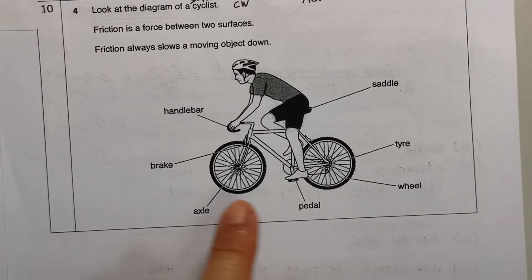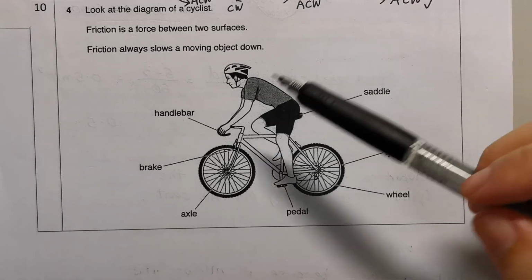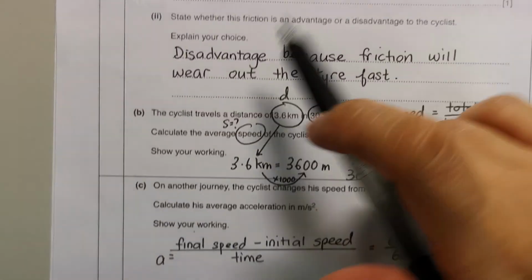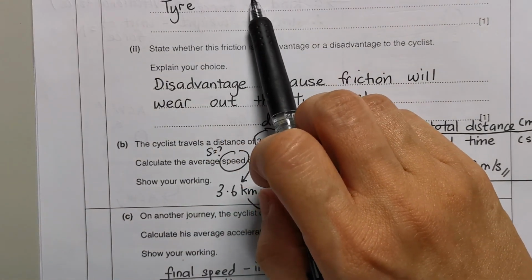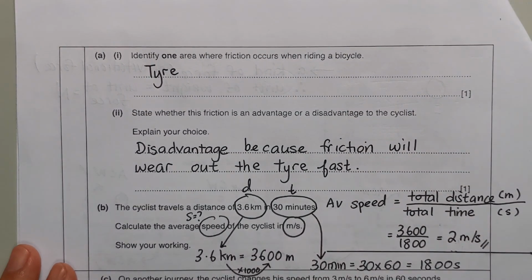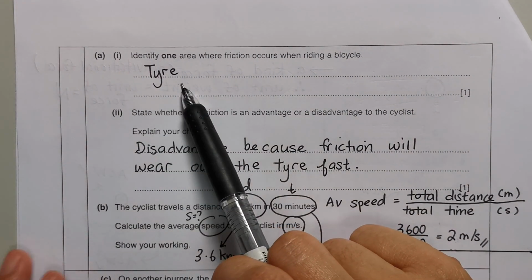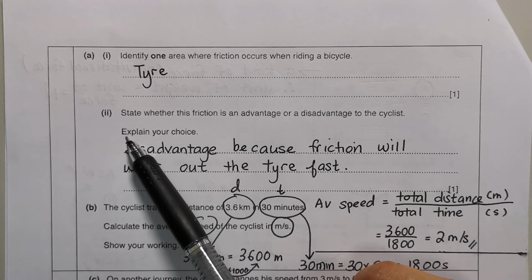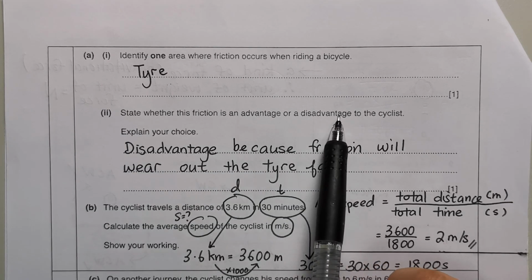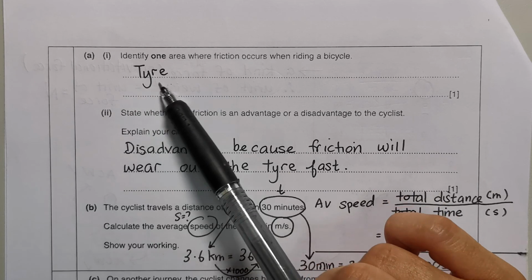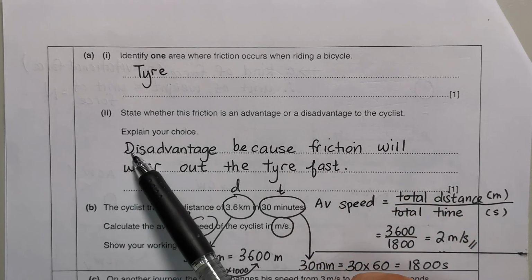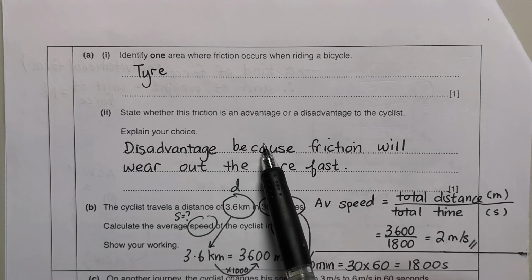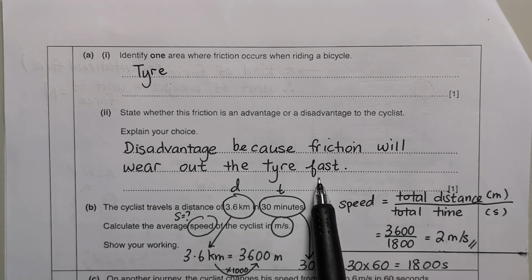Question 10 is an interesting question. There are a few answers, in fact. This is the picture of the cyclist with the various parts labeled. And they ask, identify one area where friction occurs. Now, if your answer is tire, because when the tire is rolling on the floor there will be friction, then your choice is whether it's an advantage or disadvantage. If the tire is experiencing friction with the ground, I would say this is a disadvantage because the tire will wear out, since friction will wear out the tire fast.